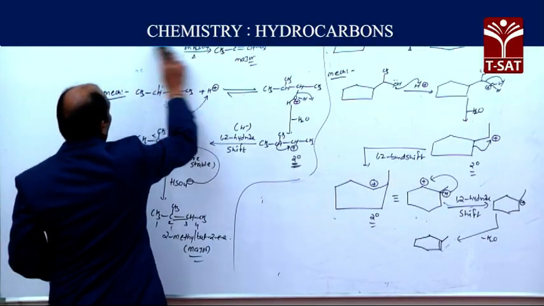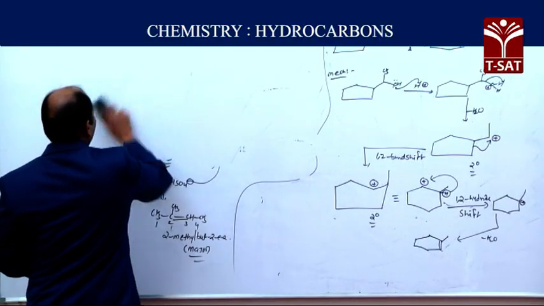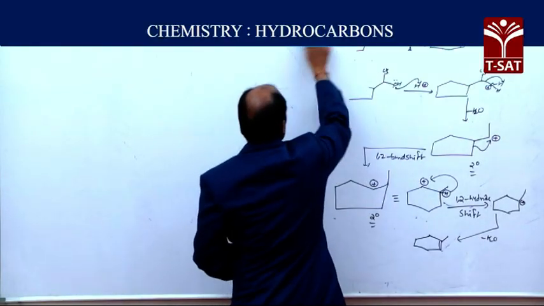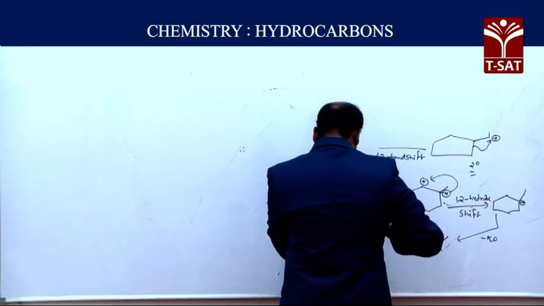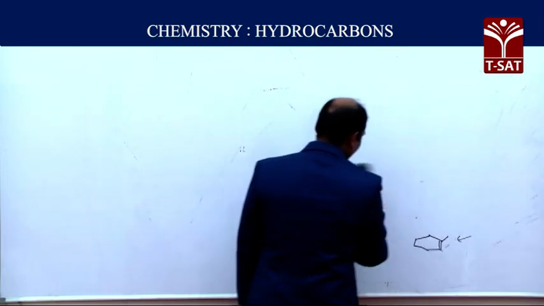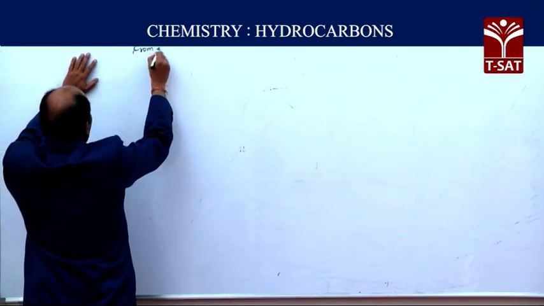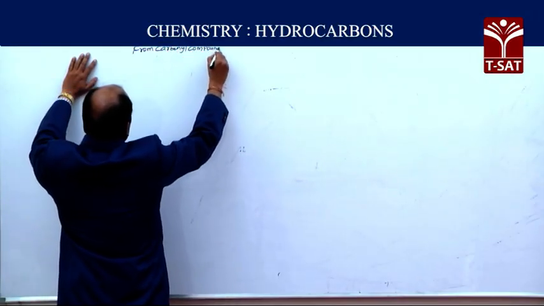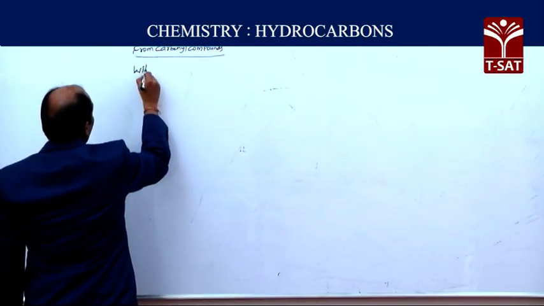So this is from alcohols. Now this is the preparation of alkenes from alcohols, and next, from carbonyl compounds. How carbonyl compounds are converted into alkenes, that we are going to discuss now. In these carbonyl compounds, the reaction we use is called the Wittig reaction.